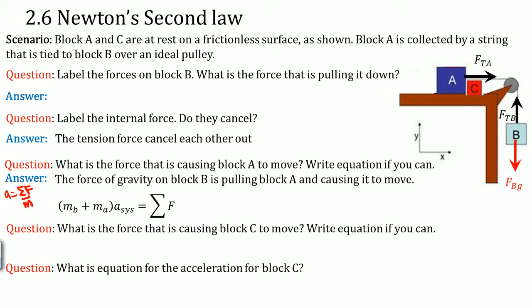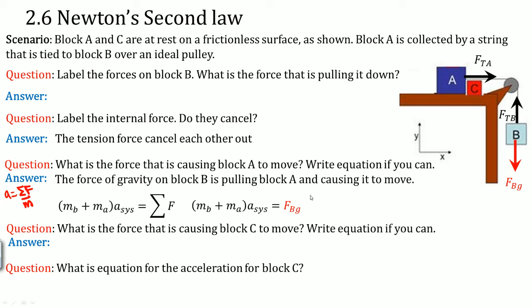But now there are multiple objects, so I looked at the system. So the mass of B plus mass of A times the A of the system is equal to the summation of all the forces. The only force in this scenario is force of gravity. So that equals FBG. Remember, the tension forces here cancel. There is no force of friction. So it equals FBG.